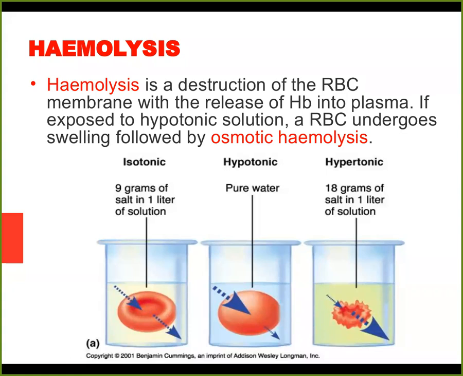Due to some toxins and other factors, red blood cells may be destroyed not only in the spleen, but even in the bloodstream. And this process of destruction is named hemolysis, destruction of red blood cells. And we have several reasons for hemolysis.